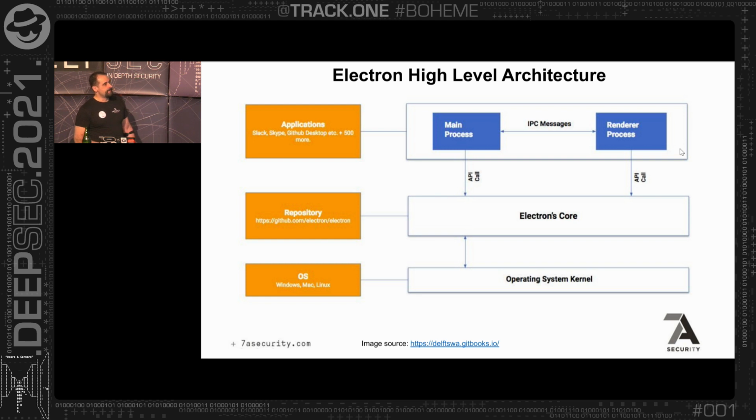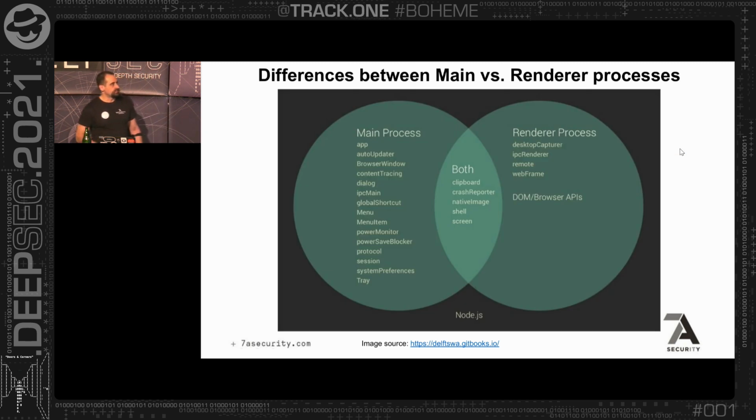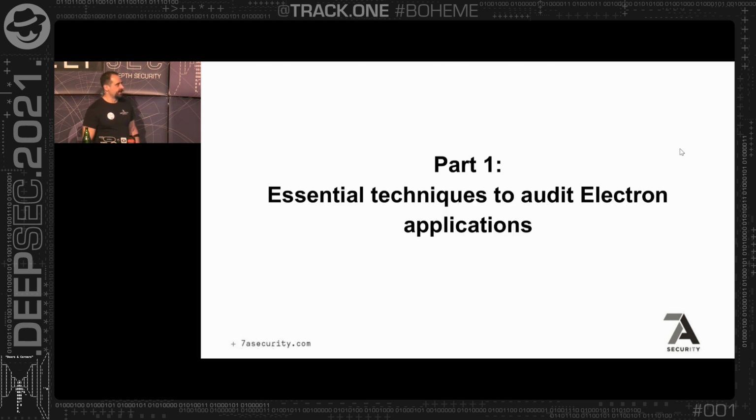And then they can both interact with Electron by sending API calls as well, right? So we will see some examples of this today. The main thing to keep in mind: the main process has access to a lot more stuff. The renderer process is less privileged and can do fewer things. And then both share some modules that they can both call, right?